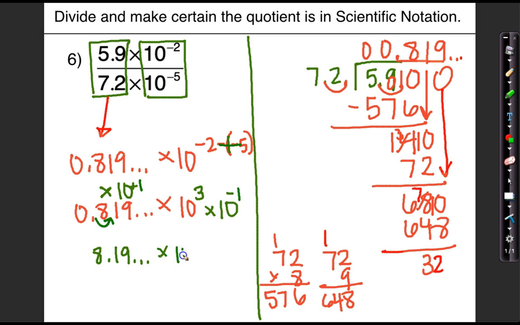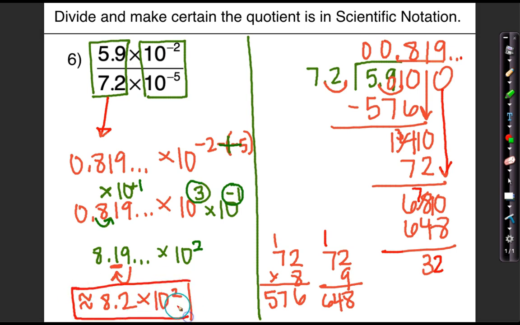8.19... times 10 to the, we're going to add these exponents. 3 plus negative 1 is a 2. But as it indicates, it didn't go in nicely, so I am going to have to round to the nearest tenth. So notice this 9 was necessary. If I didn't have this 9, I wouldn't know whether or not this 1 was going to stay the same or not. So in this case, the 9 is going to tell me that this 1 is going to bump up to a 2. So my final answer is going to be approximately 8.2 times 10 to the second. And that would be my final answer.